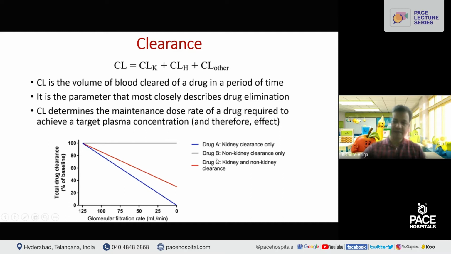And if the drug is excreted only by non-kidney clearance, like by this black line, then if the GFR falls, the drug clearance should not be affected. It should be at the same level. But this is not the case. I'll be explaining that in the next slides.